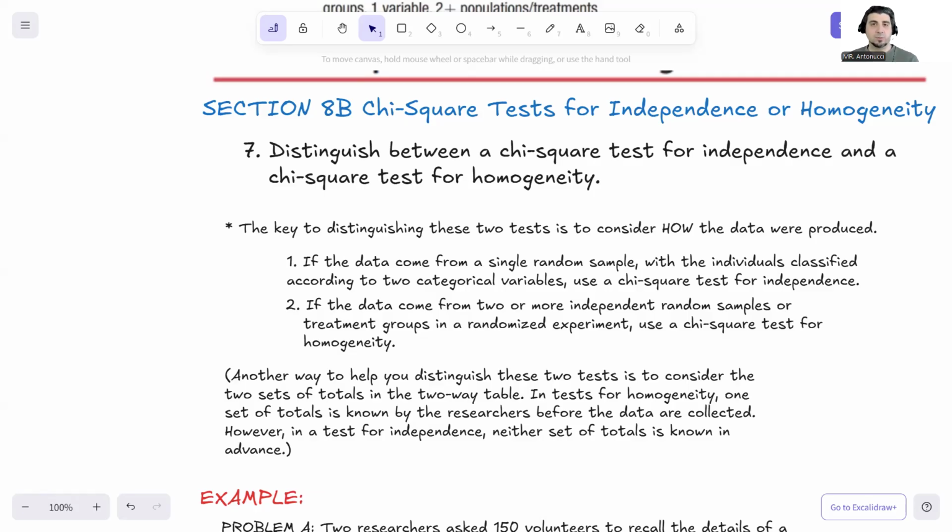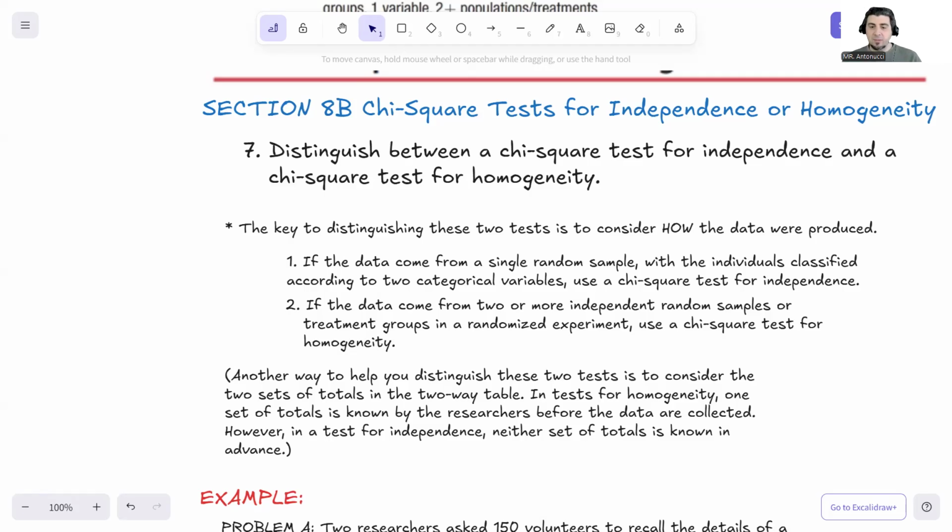So if the data comes from a single random sample with the individuals classified according to two categorical variables, you use a chi-square test for independence. If the data come from two or more independent random samples or treatment groups in a randomized experiment, you want to use a chi-square test for homogeneity.